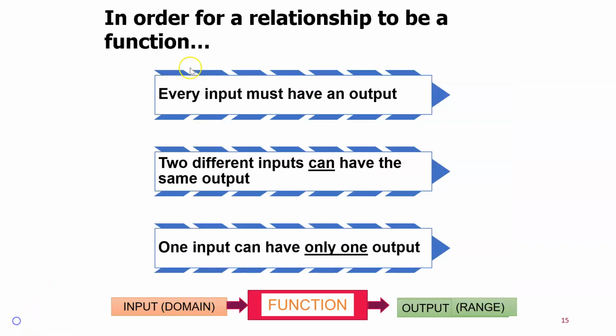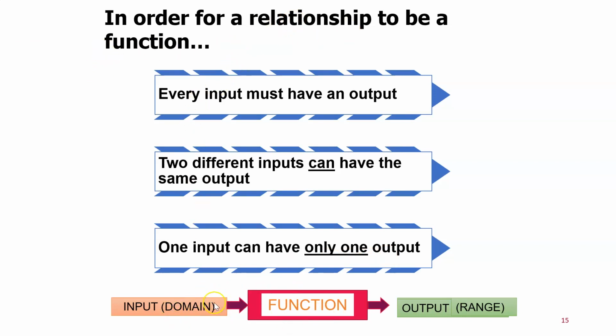Okay? Okay, in order for a relation to be a function, every input must have an output. Maksudnya setiap input your domain must have a pair of output or your range. And 2 different inputs can have the same outputs. 2 different inputs boleh ada satu output yang sama. Dia boleh share as long as the output only have one dekat situ. And then 1 input can have only one output. So that is how the relation becomes a function.